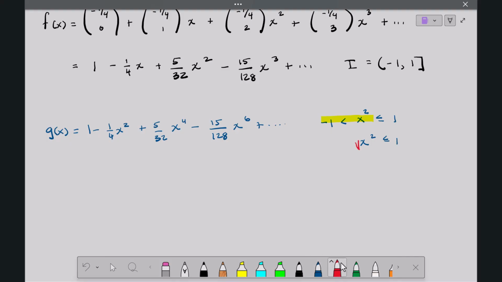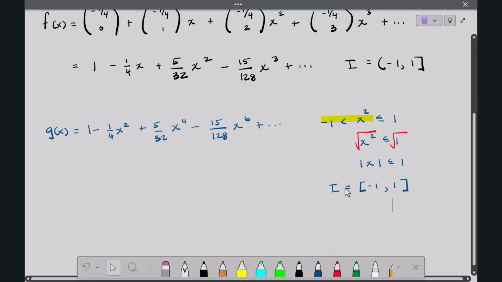We can take the square root of both sides here. The square root of the left side is the absolute value of x. The square root of the right side is 1. So what we see is that our interval of convergence has changed. We are now going to include -1 as well as the right endpoint of 1. So that is our new interval of convergence.